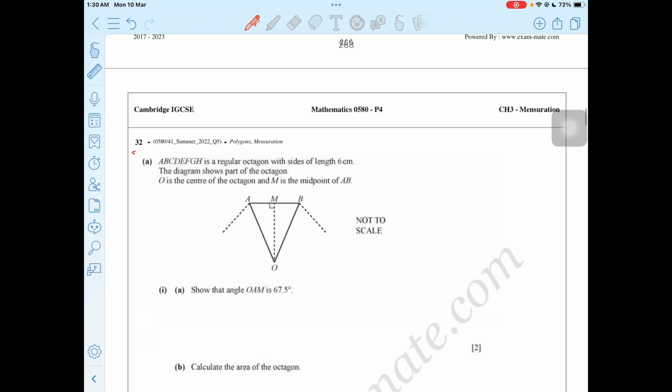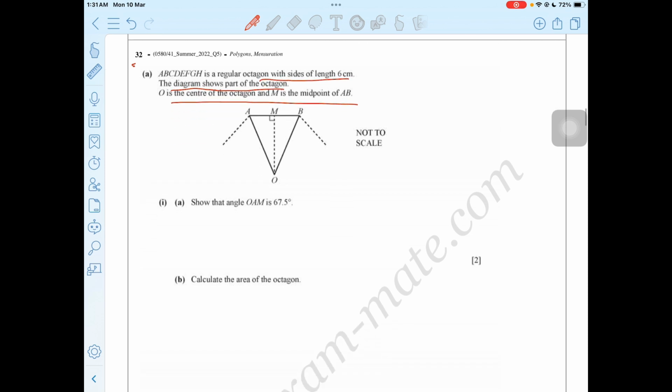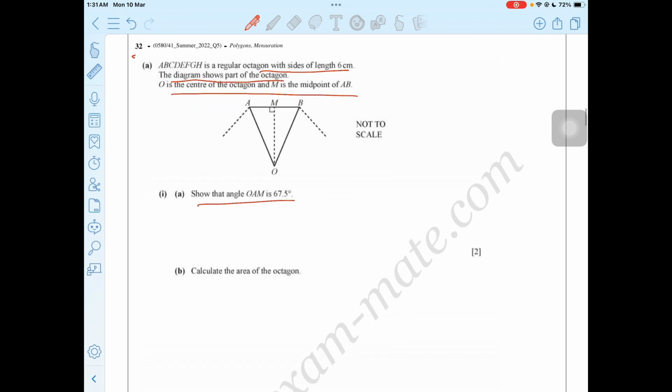We have question number 32. Regular octagon with sides of length 6. The diagram shows a part of the octagon and M is the midpoint of AB. Show that the angle OAM is 67.5, right?